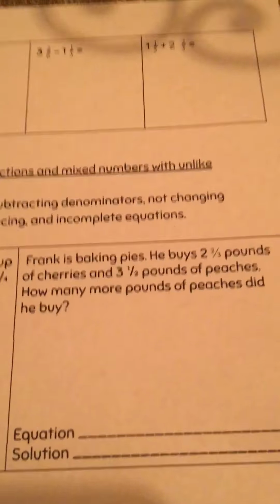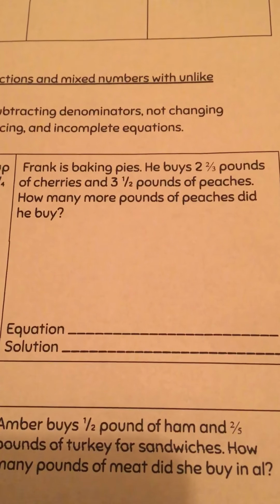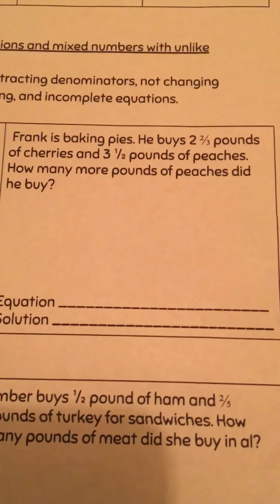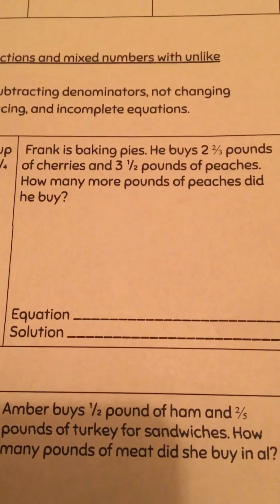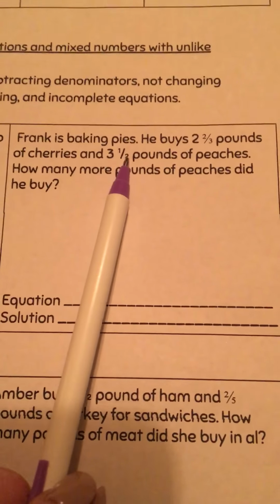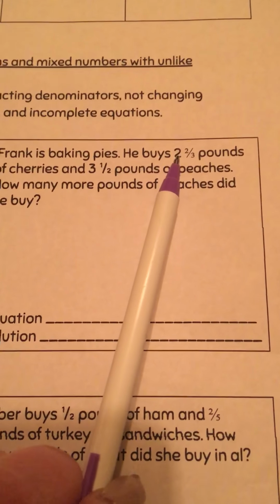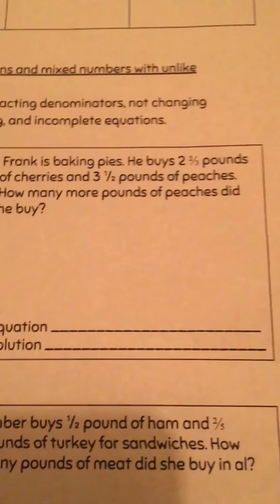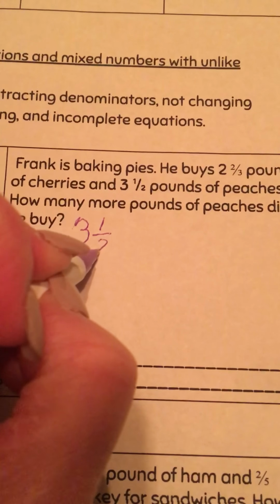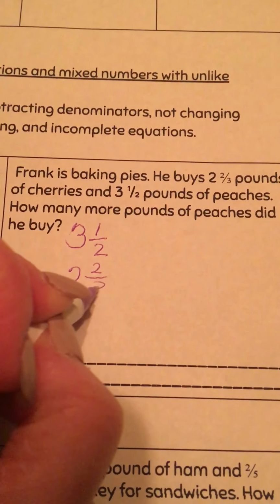We're going to do one more. And this says that Frank is baking pies. He buys 2 2/3 pounds of cherries and 3.5 pounds of peaches. How many more pounds of peaches did he buy? So when I see how many more pounds of peaches did he buy, I know peaches was the biggest amount. And I can see that the 3 is bigger than the 2 with the whole numbers. So I'm going to put that first. So I'm going to do 3 1/2 first. And I'm subtracting 2 2/3.